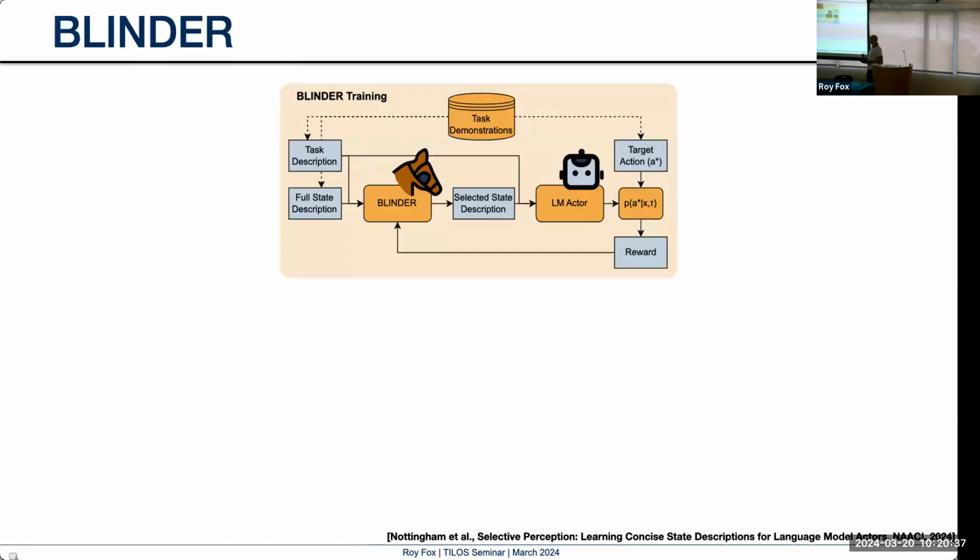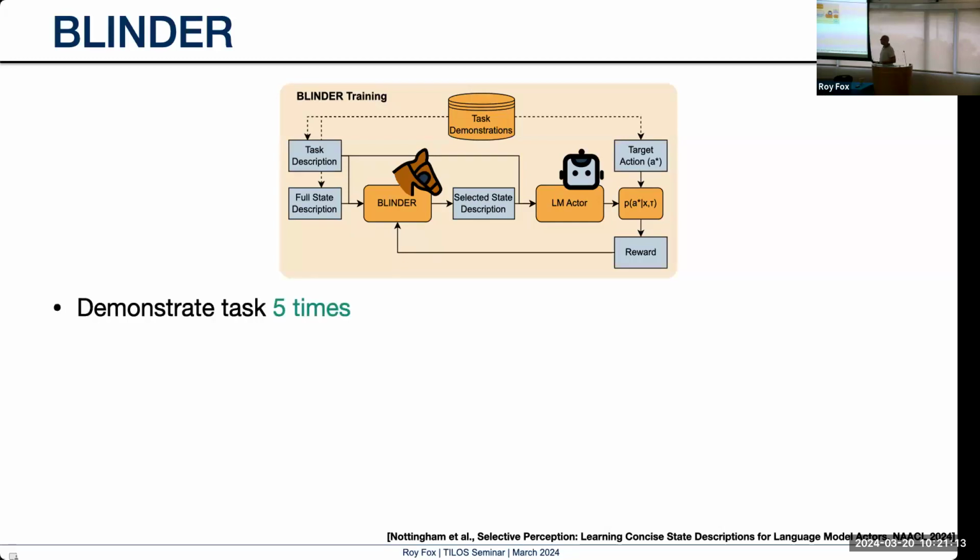So here's some more detail about how this works. The LM actor here is going to be frozen, it's going to be fixed. What we're training is only the blinder. The blinder is another language model. It's a summarization model. So it starts with a language model that was already fine-tuned to be a summarization model, and we fine-tune it further using reinforcement learning, essentially, where the reward here is the probability of our downstream language actor to take the correct action.